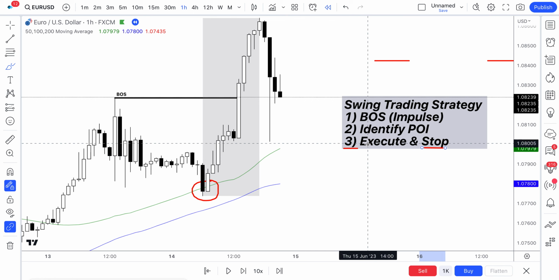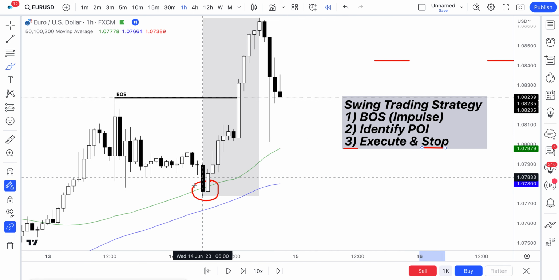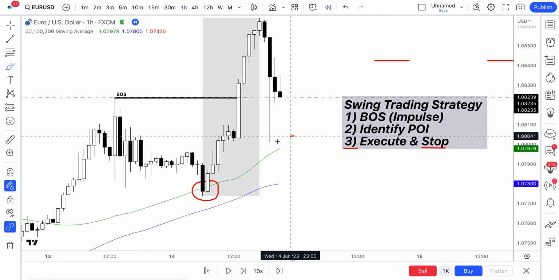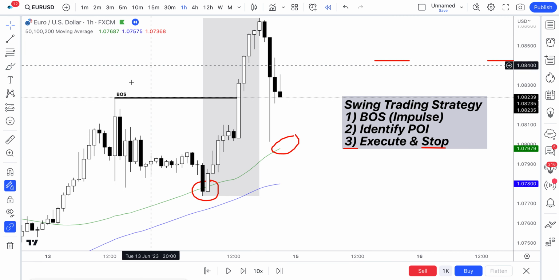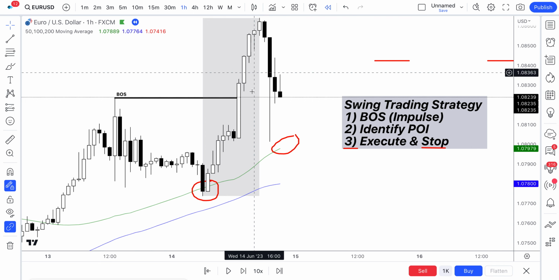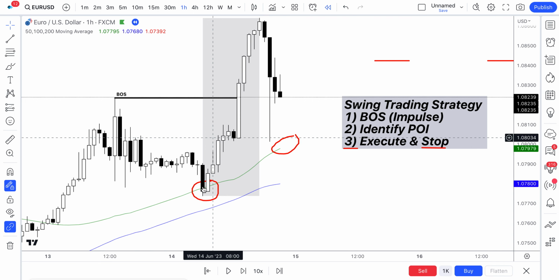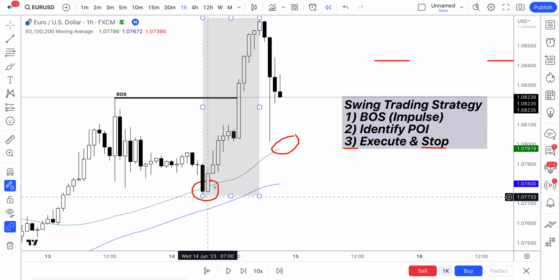Okay, so we've identified a POI. We understand that if price comes back to the 50 moving average just below here, we can then look to buy. So we're stacking confluences in our favor. We've got a break of structure, we've got an impulsive move, we have a point of interest, which is just below the 50 moving average.